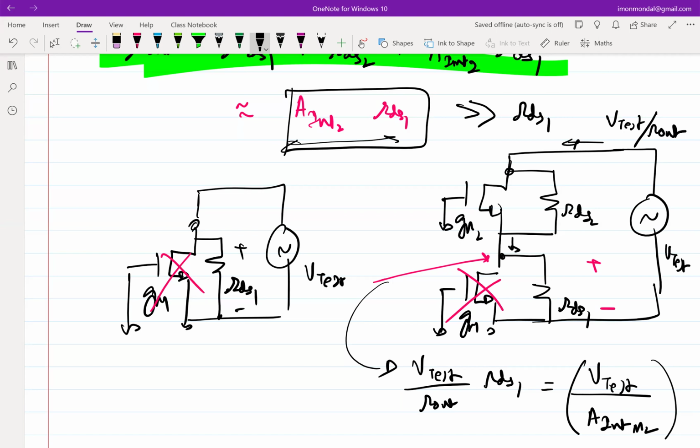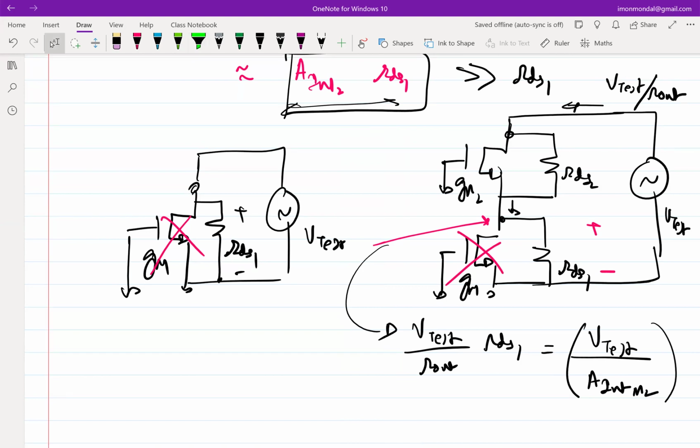Right? So it looks like in the circuit on the right, the voltage that is developing across the bottom transistor is lower by a factor of one intrinsic gain than the voltage that is appearing in the circuit on the left. Do you see that? Okay, so this is the analogy that I gave.